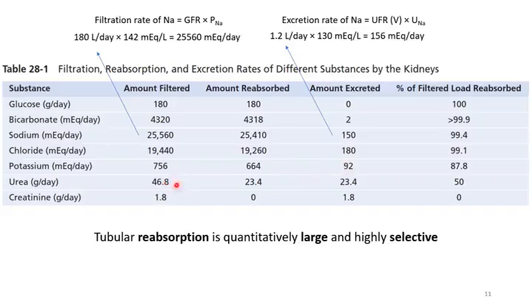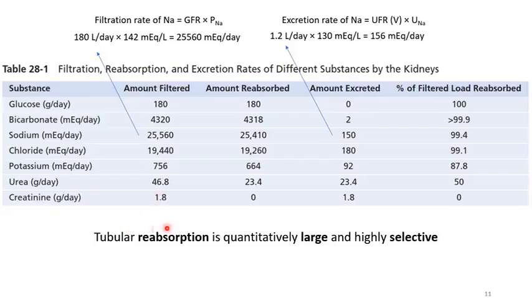For urea, about 50% of filtered urea will be reabsorbed at a normal level. And for creatinine, the amount reabsorbed is 0, and there's even a little secretion, so the amount excreted is considered roughly equal to the amount filtered. It is a little higher compared to the filtered load of creatinine, as we have talked about.